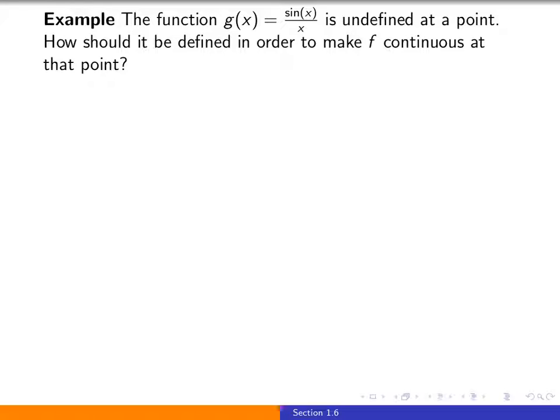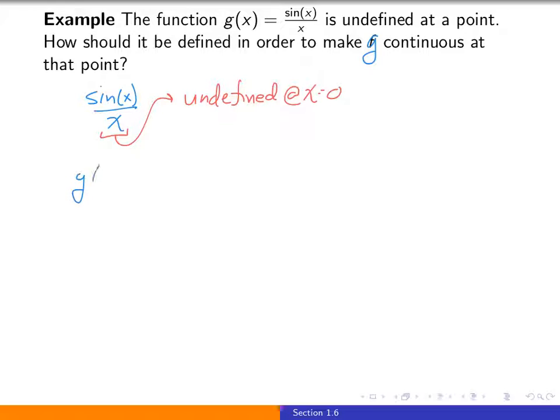So another very similar problem. Now if we look at the function g of x equals sine x over x, it is undefined at a point. How should it be defined there in order to make the function g continuous at that point? So the function that we have, sine x over x, is undefined at one point, and that would be where we're dividing by 0. Now, in order to make it continuous there, we would have to define g of 0 to be the limit as x approaches 0 of our function.